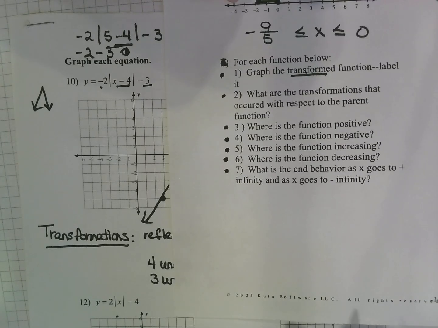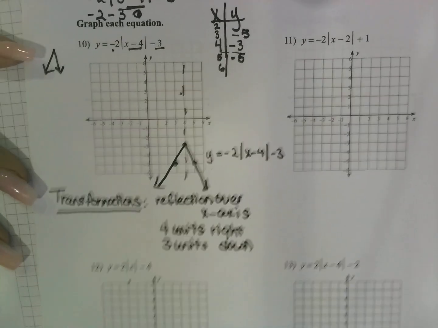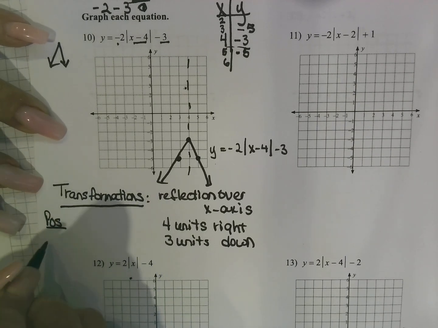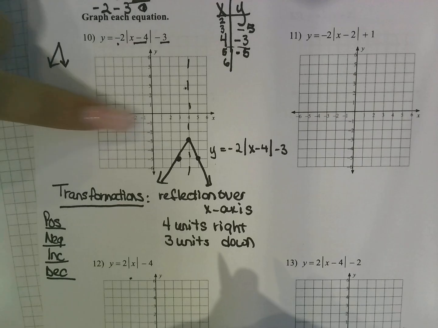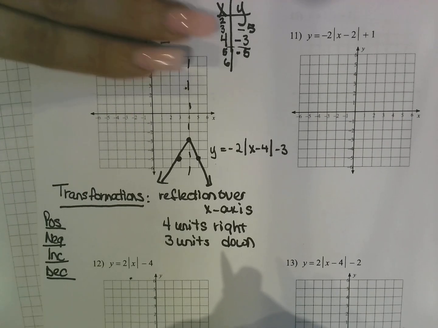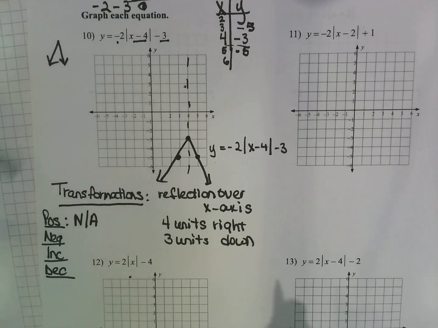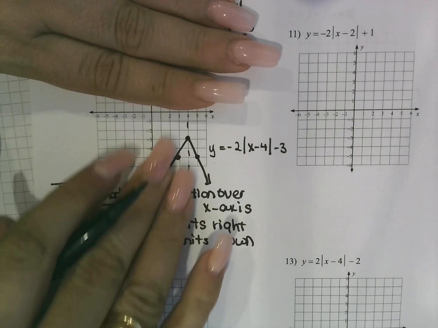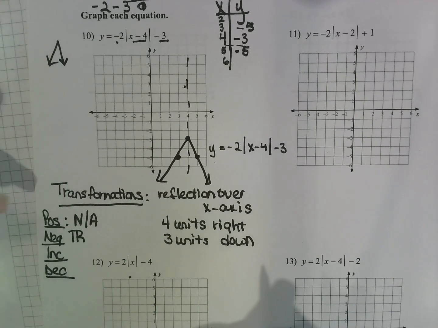All right, so we did what are the transformations. Now, where is the function positive, negative, increasing, decreasing? This is where we need space. Positive, negative, increasing, and decreasing. All right, this function is never positive. It's never going to be above the x-axis. So for positive, we're going to put not applicable. Negative, the entire function is below the x-axis, so all real numbers. You can either write all real numbers or just the symbol.